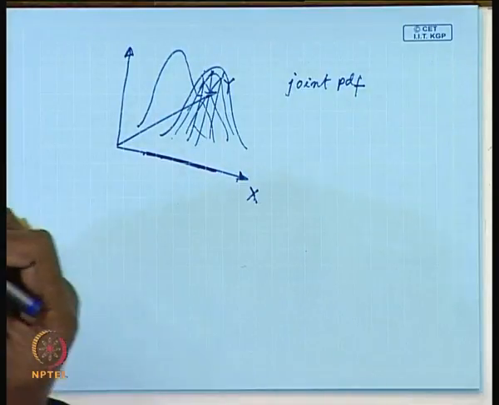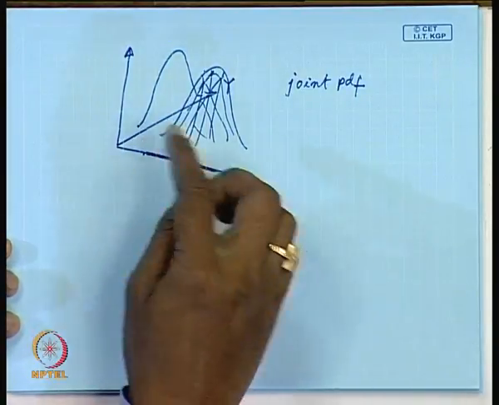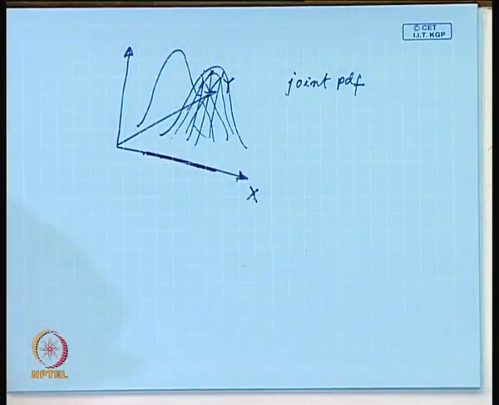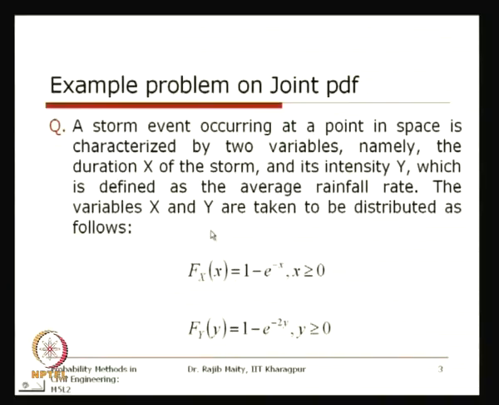The reason for taking up the same problem is that we will see how these two things, the joint PDF and the marginals, are related to each other in a mathematical sense. So, we are starting with that problem first. The problem states like this: a storm event occurring at a point in space is characterized by two variables, namely the duration of the storm and the intensity of the storm.